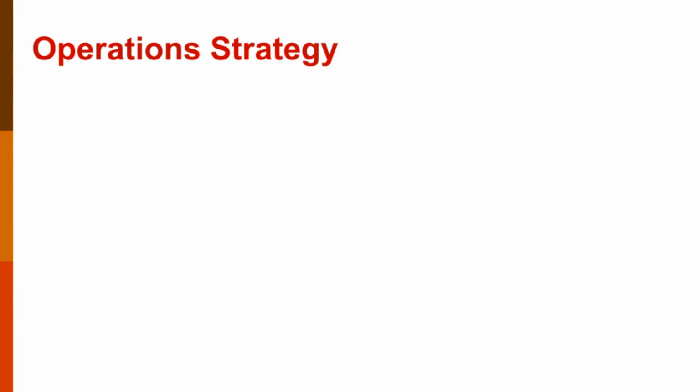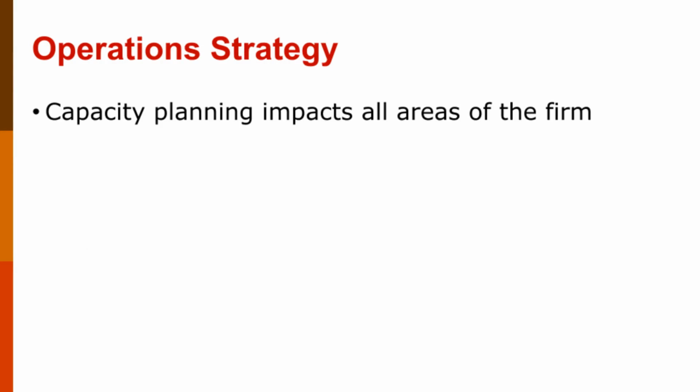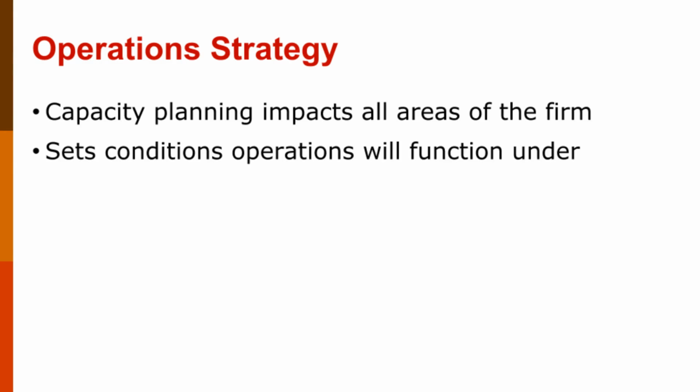Let's conclude by summarizing the strategic implications of capacity decisions. First and foremost, it is critical to recognize that capacity planning impacts every area of the firm. If you increase capacity, then marketing has to sell more. HR has to hire more employees. IT has to expand the network. Purchasing has to buy more raw materials. And so on. Capacity additions have a long-term impact on the firm. They set the conditions the firm will operate under for the life of that capacity expansion.